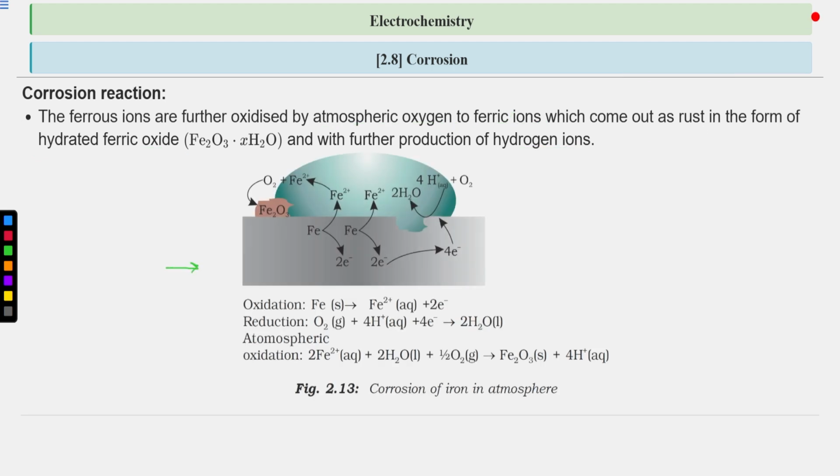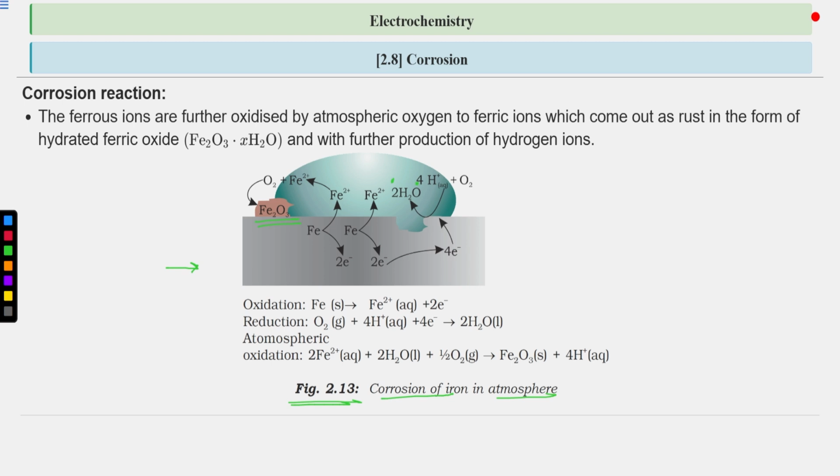You can see this figure, which is marked as 2.13, showing the corrosion of iron in the atmosphere. So this is the iron surface, the silver one. Now the metal oxide which is forming is Fe2O3 here, and the reactions show how it happens. So the atmospheric oxygen reacts with the humidity, or you can say moisture of the atmosphere, that means the 4 protons, and converts to 2H2O, right?